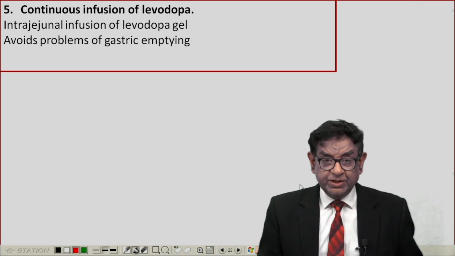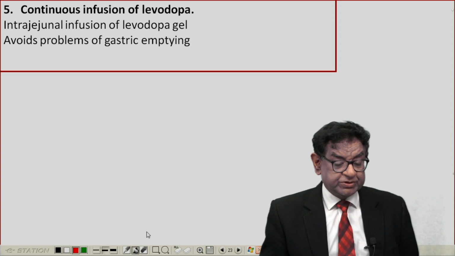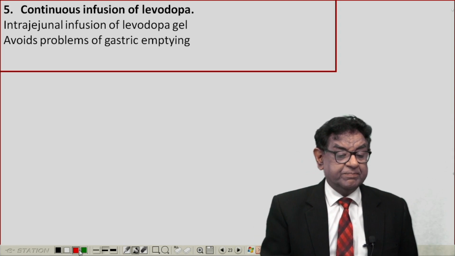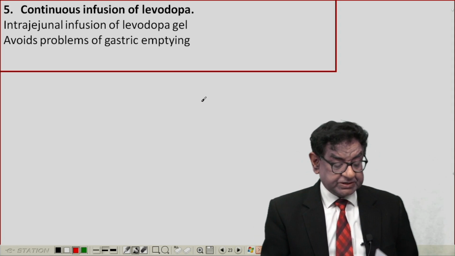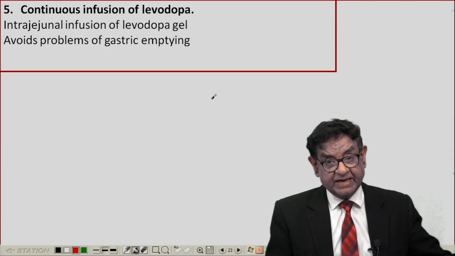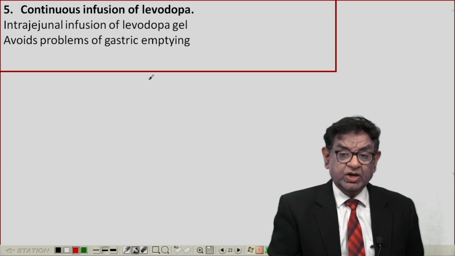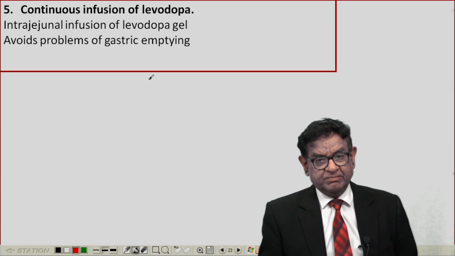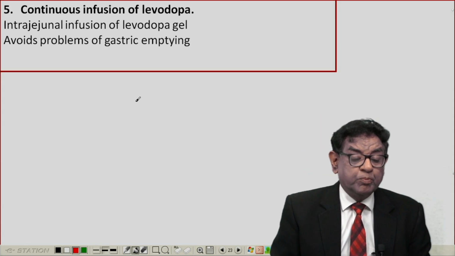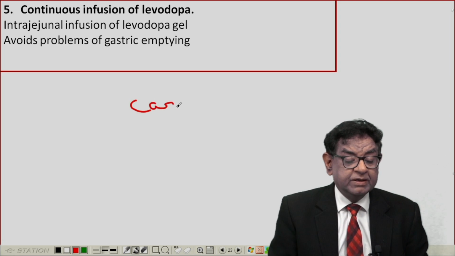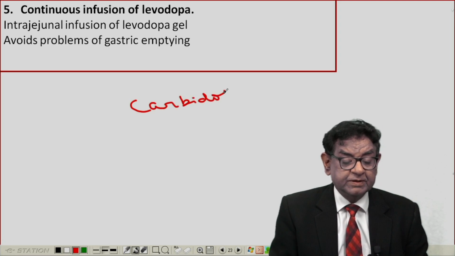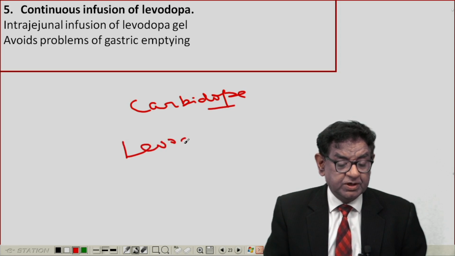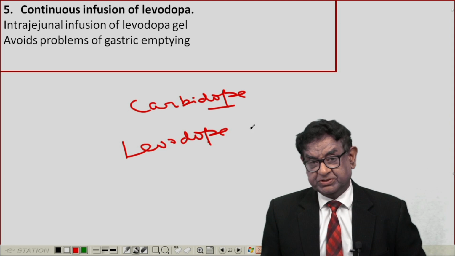Well, now a new concept has come: continuous infusion of lower levodopa. This is the latest thing that has come up, and what is this? This you need to understand. We'll spend time on it. This latest update is there. Well, if somebody asks you what is the best drug for Parkinson's, beyond doubt, levodopa or carbidopa are the best drug.